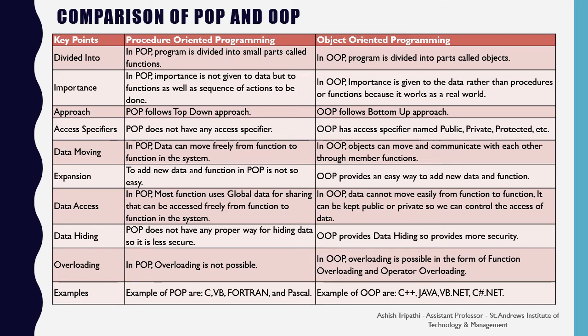But in object-oriented programming, encapsulation concept is used to hide the data and abstraction reveals the relevant data for a call. Also, in object-oriented programming, the same function can be made to show different behavior under different circumstances. Some of the languages following POP are C, Visual Basic, Fortran, etc., while C++, Java, VB.NET and .NET follow OOPs.